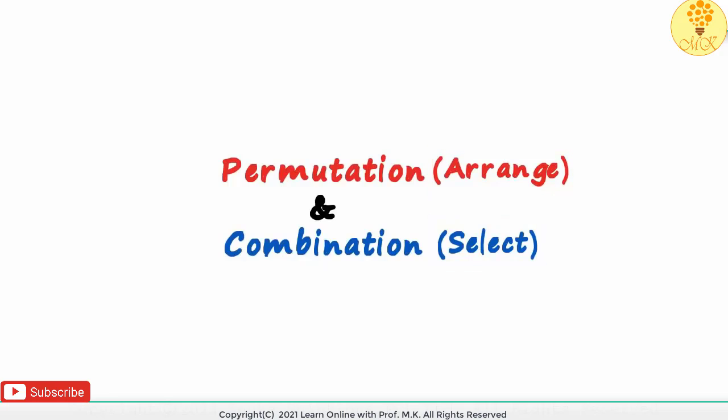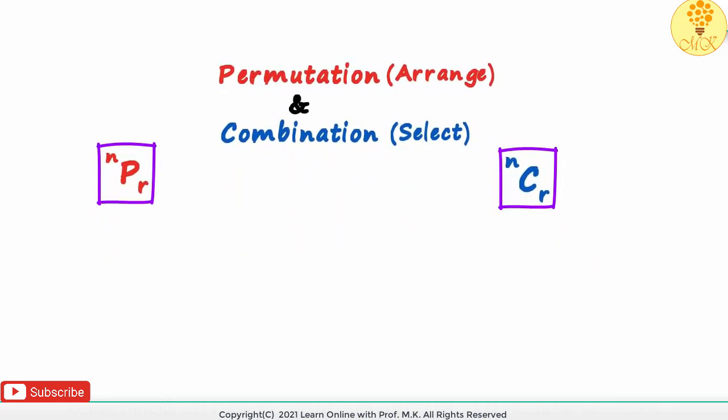Before we get to a few examples, let's understand the notation. If we have to arrange R things out of N, it's written as NPR. Arranging R things out of N. We use P as it's permutations. And for selecting R things out of N, we write it as NCR. C for combinations. Let's zoom out and discuss each of these in detail.